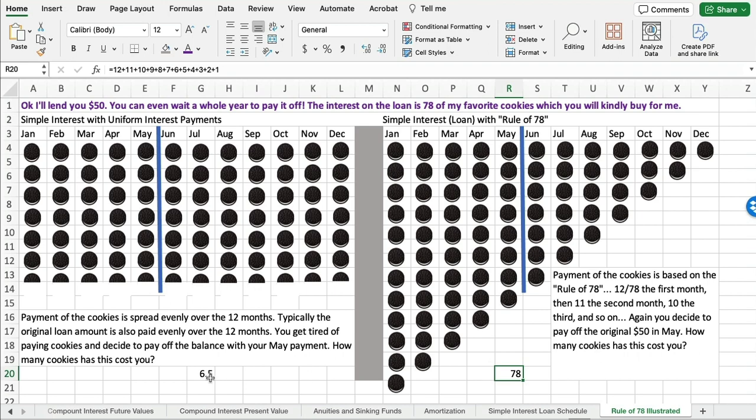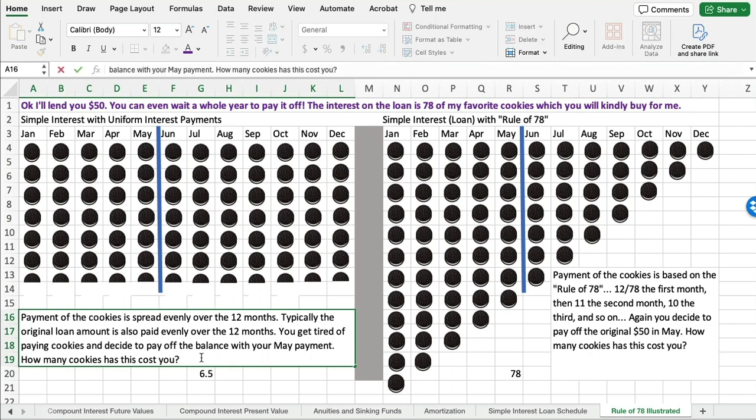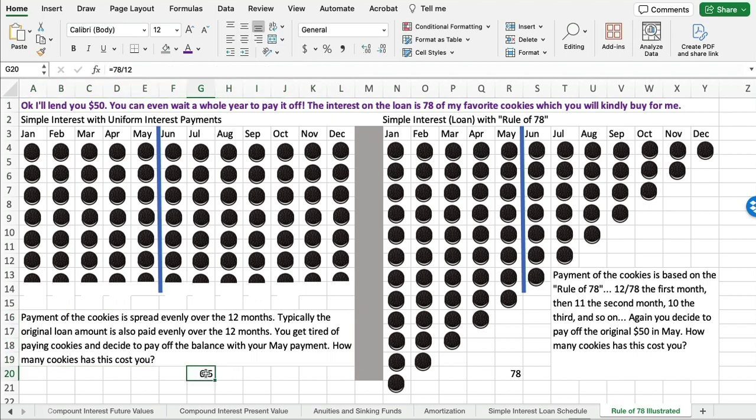But here's the question. Suppose you decide to pay off your loan early, and that's what a lot of people try to do because they don't want to be in debt. So if you want to pay your loan off early, and I'm just imagining that you get to the 5th month, maybe you make that May payment and you decide, you know what, I've got enough money, I can just pay off the whole thing. So under the simple interest with uniform interest payments, how many cookies did that actually cost you?